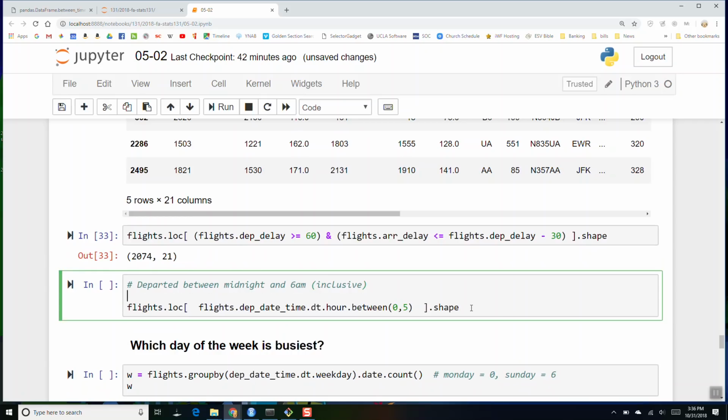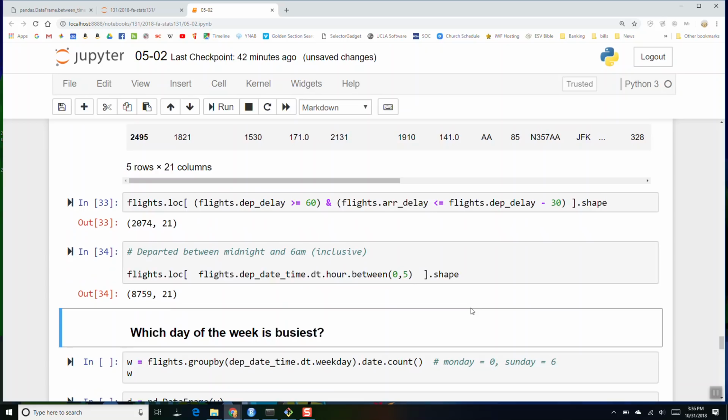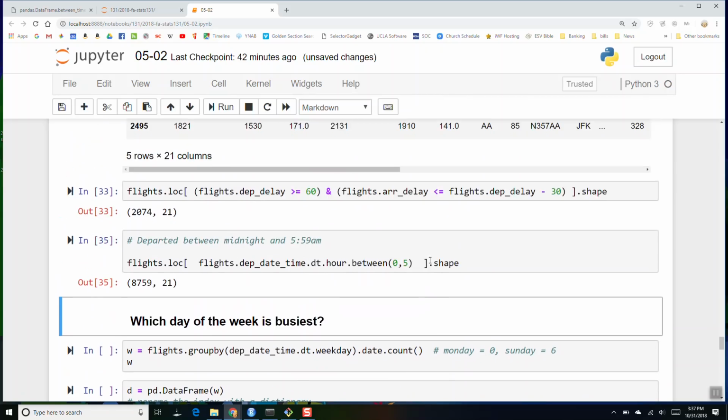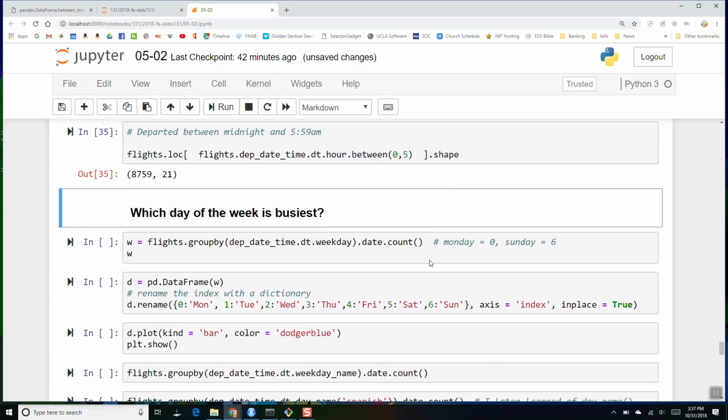I don't know, departed between midnight and 6 a.m. I guess this is only between midnight and 5:59. This is not quite, I'm just going to modify the question. 5:59 a.m. All right, so that's what we have here. Okay, so those are just a few questions.